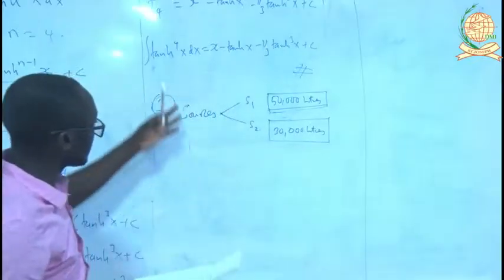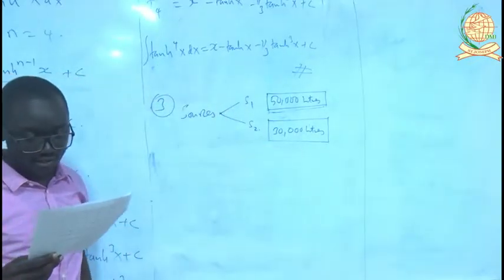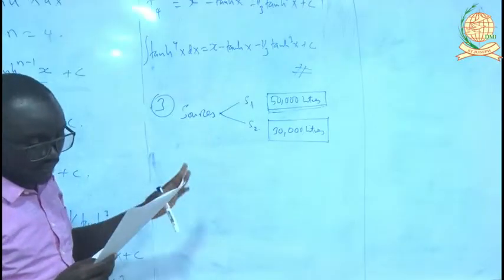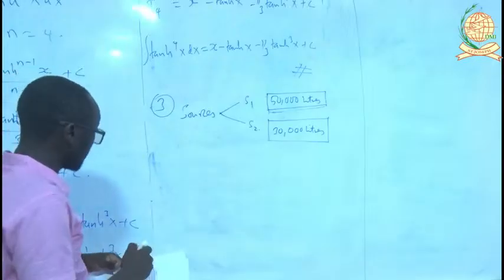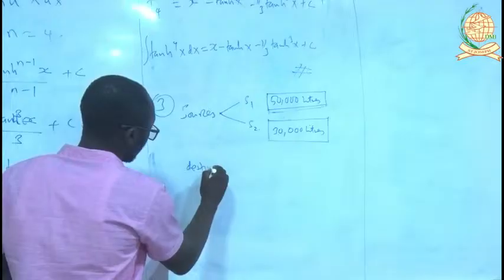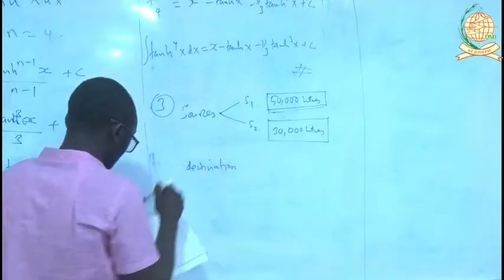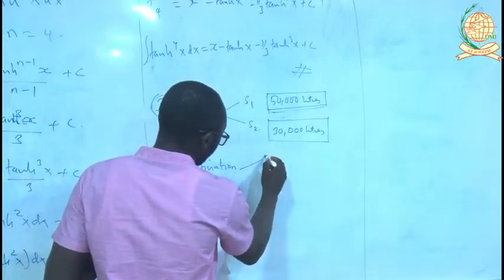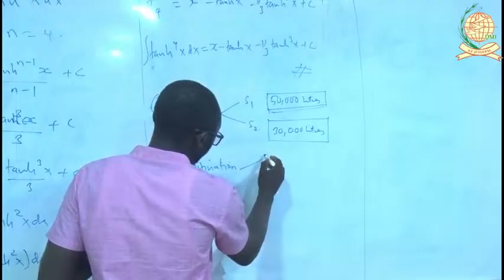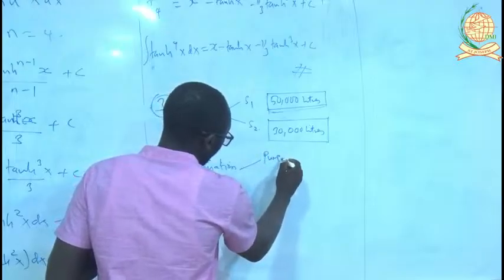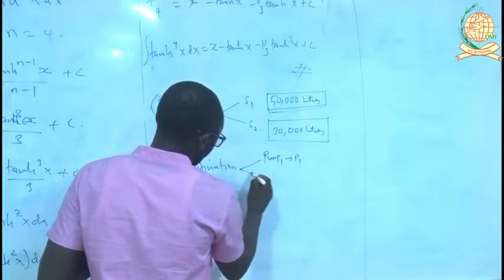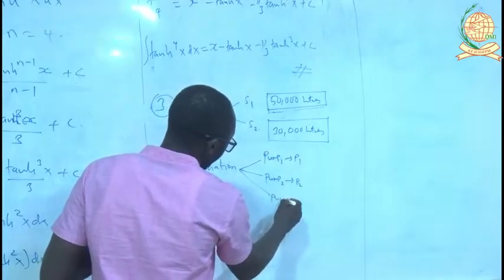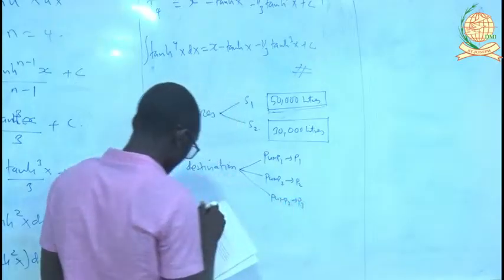And the question says that these are the details concerning the sources of that water supply company. And the company is to supply water to 3 pumps. So we have sources here, and we have destinations. The water is going to be destined through pumps. We have pipes here. We have pump 1 that we can call P1, pump 2 that we can call P2, and another pump that we can call P3.